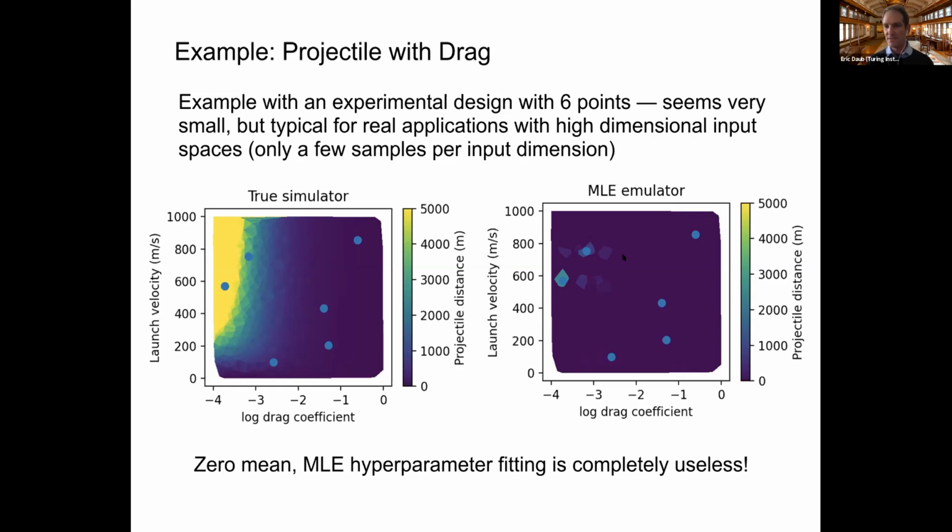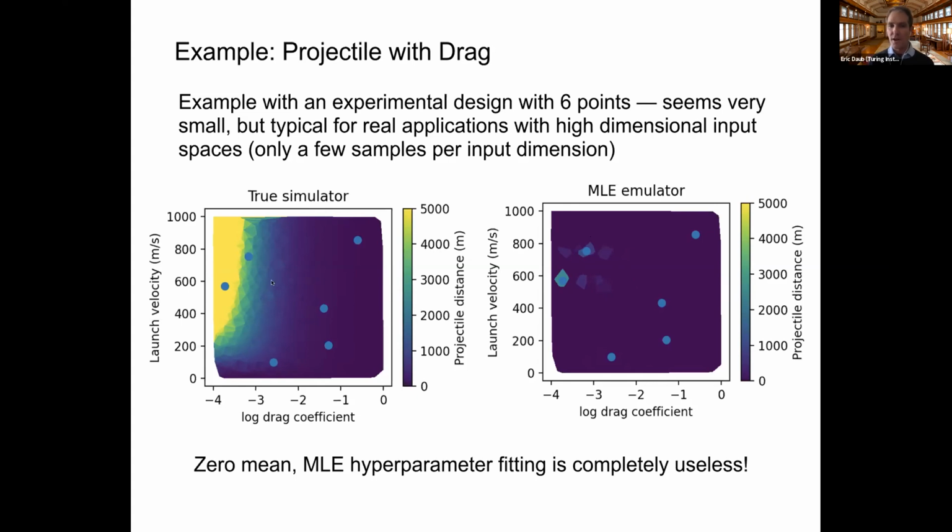Basically, it says, I assume that there's a zero mean, and these sample points are just noise around the zero mean. So every time I would try to query this at some unknown point, it would just tell me that the projectile is going to go 0, and it's not particularly useful. That's just because we don't have enough information with just these sample points to create an effective emulator for this type of problem.